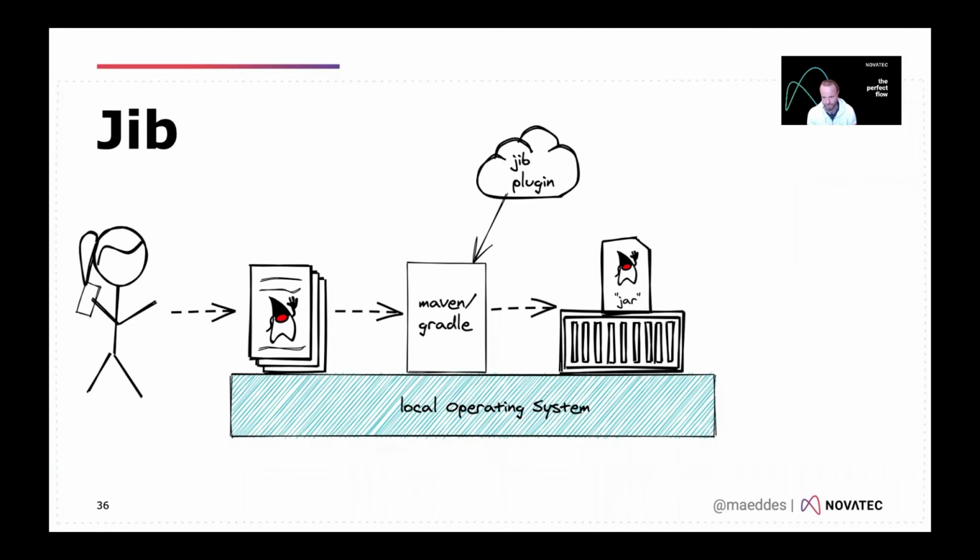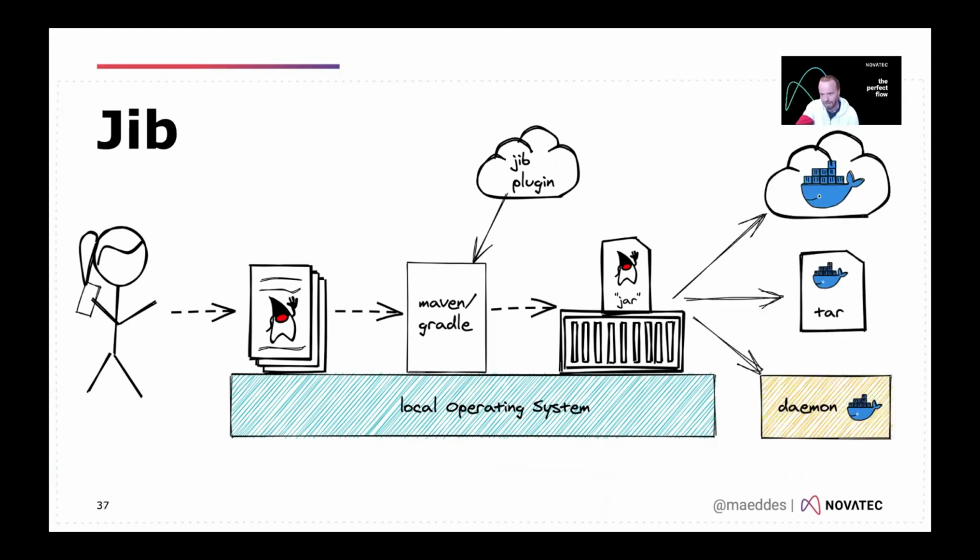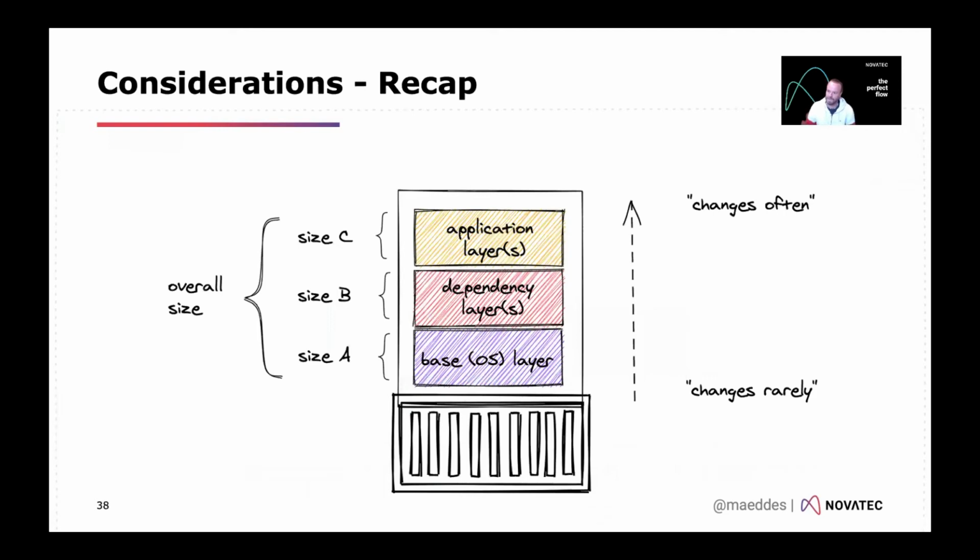You can run this, of course, on your local operating system. And the important fact here is really that it doesn't require a Docker daemon to be run. So you build that image without the help of a Docker daemon. And this can then be exported into a container registry, like the Docker Hub. You can build it to a local Docker daemon, but you don't have to, or you can just export it as a tar file.